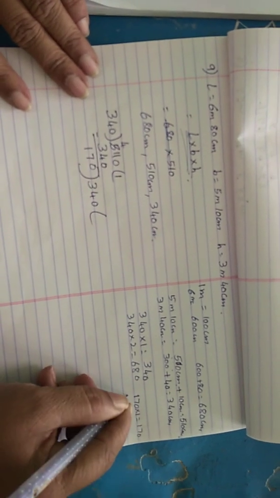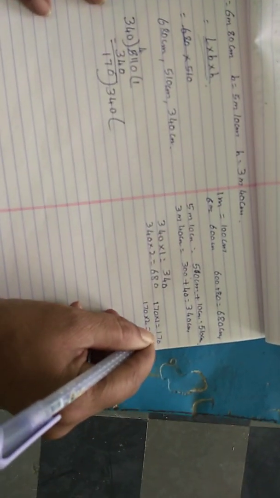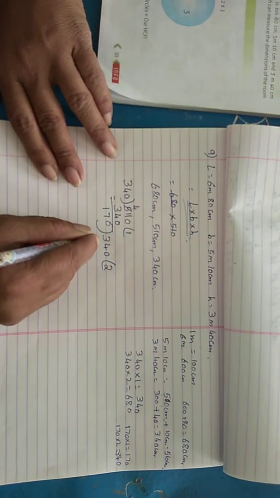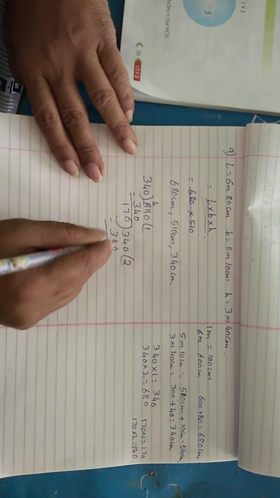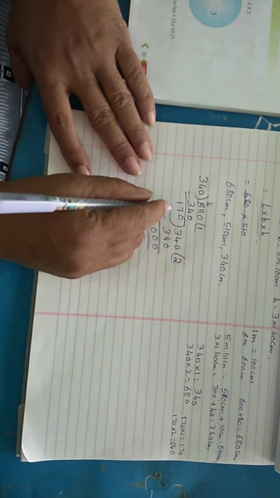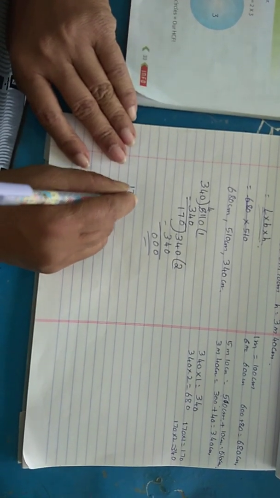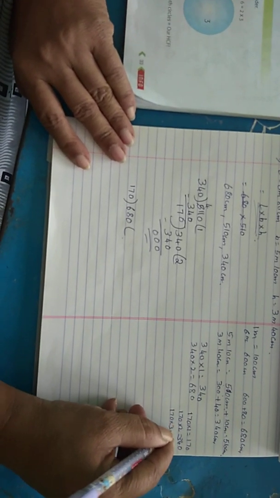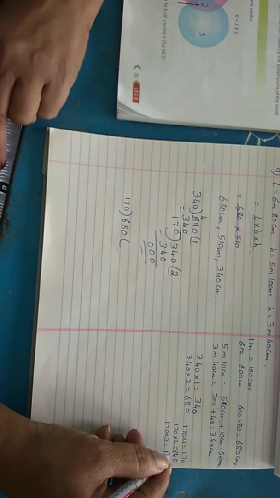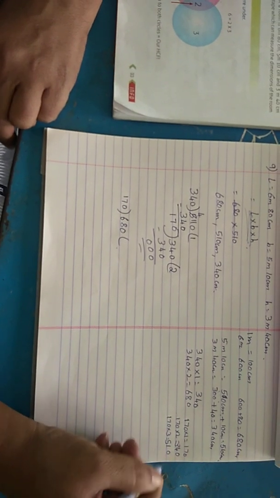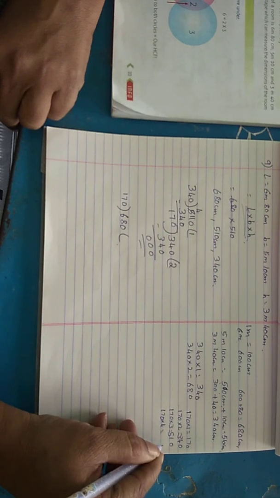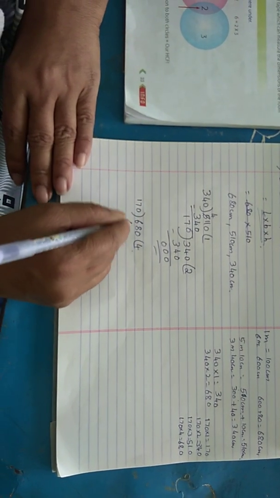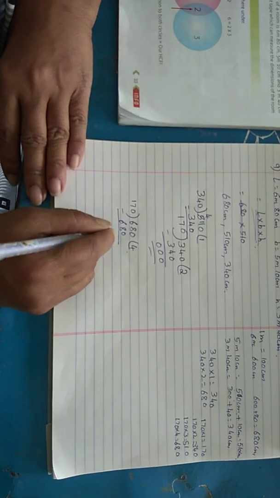I will go for the 170 table. 170 times 1 is 170. 170 times 2 is 340, which is what we want. Subtracting, 340 minus 340 is 0. Now I divide 680 by 170 and continue the table: 170 times 3 is 510, and 170 times 4 is 680. So 4 times. Subtracting, the remainder is 0.